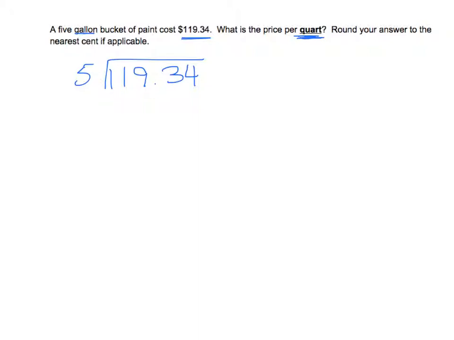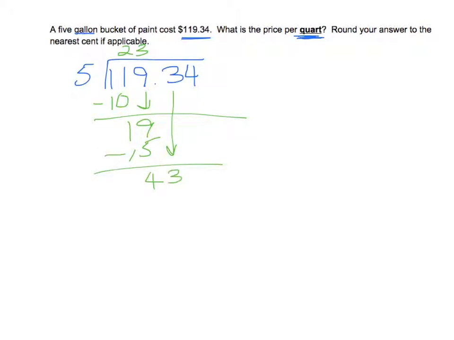5 doesn't go into 1, but it goes into 11 twice. So that's 10. Subtract, bring down your 9. 5 goes into 19 3 times, that's 15. Subtract, we get a 4. Bring down your 3. 5 goes into 43 8 times, that's 40. Subtract, bring down the 4. 5 goes into 34 6 times, that's 30. Subtract, we get a 4. We add our 0. 5 goes into 40 8 times.